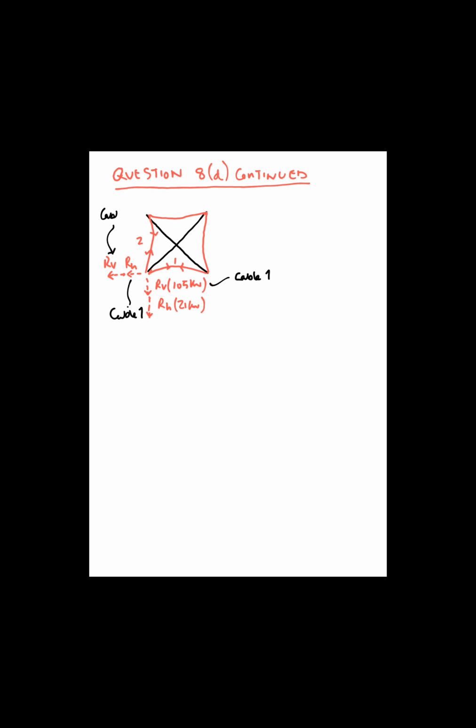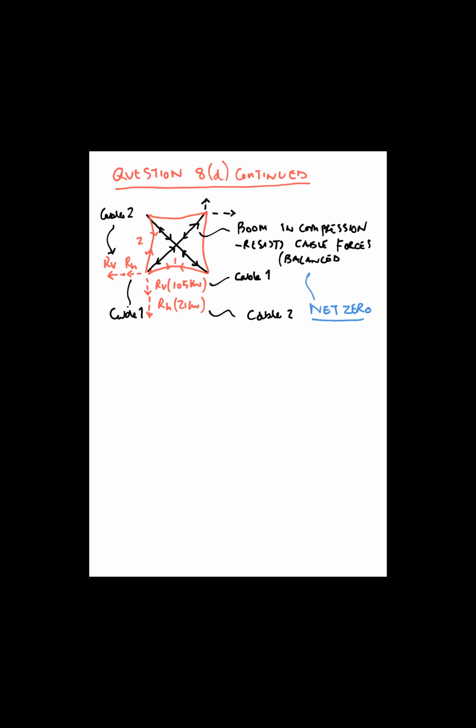Continuing from this, we can resolve for the reactions at the end of the boom, the forces in the boom, if you like. Remembering that we've got two cables coming in at each boom, the RH for one cable is equivalent to RV for the other, and these are additive, so we've got cables 1 and 2, and the boom is in compression, which is resolved from the cable reactions. Noting that because it's all internal forces, there's net zero external forces for the system.